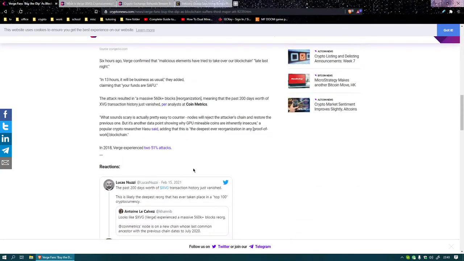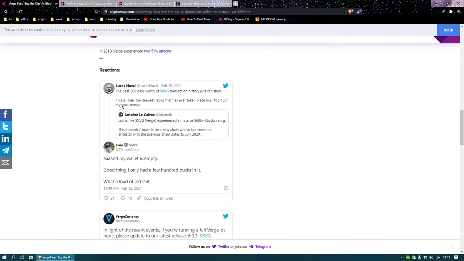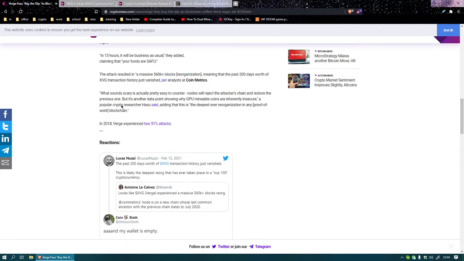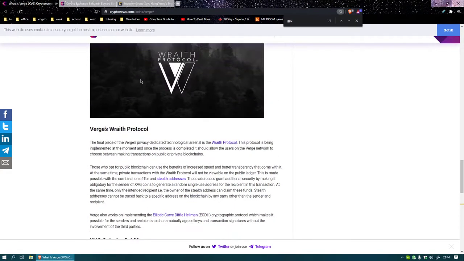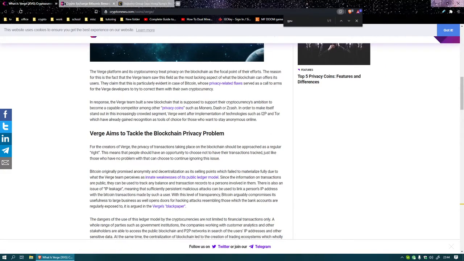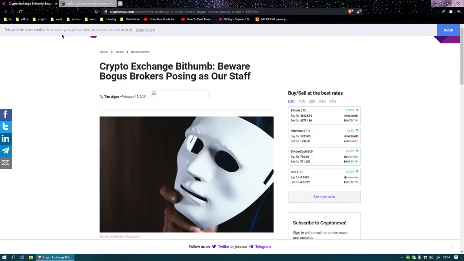Yeah, interesting. A malicious element tried to take over the blockchain. A massive 200 days. That is brutal. 200 days worth of transactions were incorrect. GPU mineable coins are inherently insecure. I need to learn more about it, but I don't really know why proof of stake is inherently secure against that exact same problem. So, worth looking into for old Todd. Okay. I just looked into what Vergecoin was, because I was wondering why it's associated with Pornhub so much, and that page didn't explain it at all.